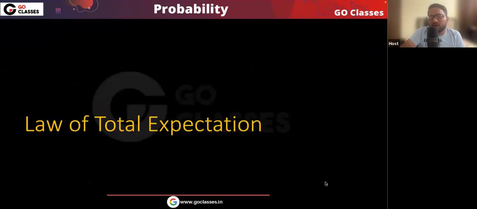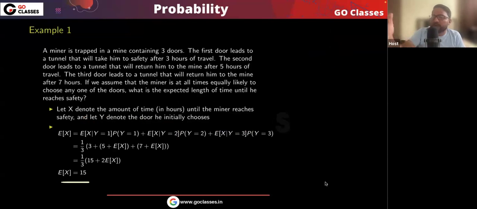Now, let's see this law of total expectation a little more formally. Basically, this is actually the law of total expectation only, but we will see it a little more formally. If you want to find the expectation of any random variable x, you can divide it into events. For example, let's suppose y is some random variable and y equal to 1 is one event. Let's suppose these are the three possible events with respect to y. The y value can be 1, 2, or 3, which means either you choose door 1, door 2, or door 3 in this particular case.